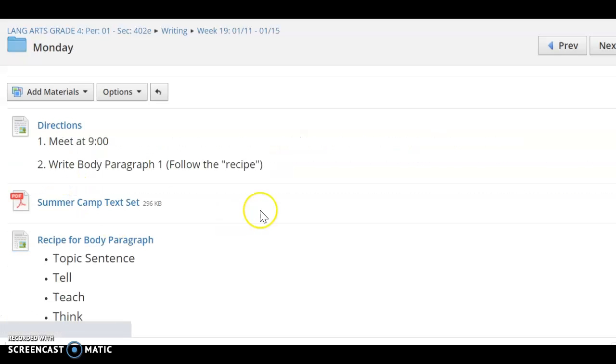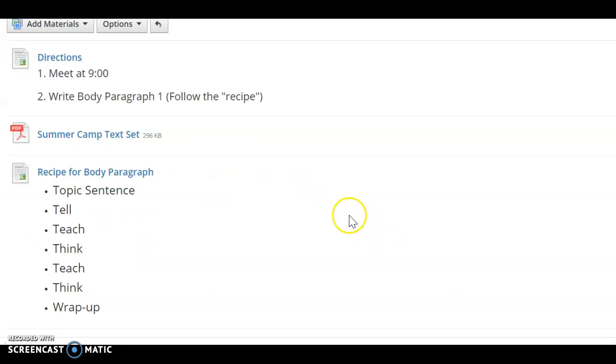We can see that we are continuing on with that summer camp text set. I know that many of you are probably feeling really good about that article and understanding it. We will plan to meet at 9 o'clock. After our meeting, you are going to write your first body paragraph.